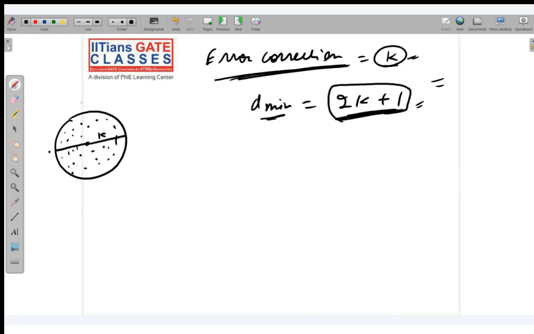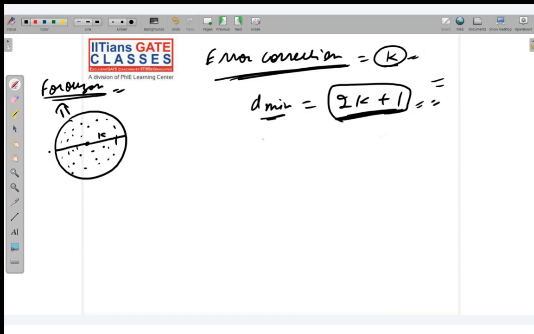And if I dig deep into the proof and all, it will simply waste our time. If you want to get more idea, you can see the Forouzan book. In Forouzan, it is properly given how it is done. But forget about it, really, it is not required. If it was required, then I should have given you the proof. Okay, so for error correction of k bits, minimum Hamming distance should be 2k plus 1. You have to remember this thing.